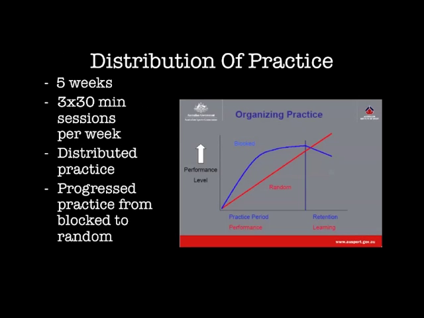The program consisted of 3 30-minute sessions per week over the course of 5 weeks. The practice sessions were distributed rather than massed, utilising a large number of shorter sessions over the weeks, as distributed practice has been shown to be more effective for learning continuous skills. The practice was initially blocked during the practice period of each skill, but as the learner became more proficient, the practice was then changed to random to improve learning and retention.